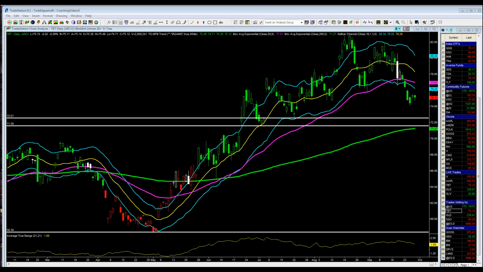Granted, what we're looking at here first is a 50 exponential moving average, this hot pink line. This is a 200 exponential moving average, so we're sitting right in between the 50 and the 200. These are the Keltner channel bands, the upper, lower, and the mid, in a nice trend. And again, my software is on this chart.